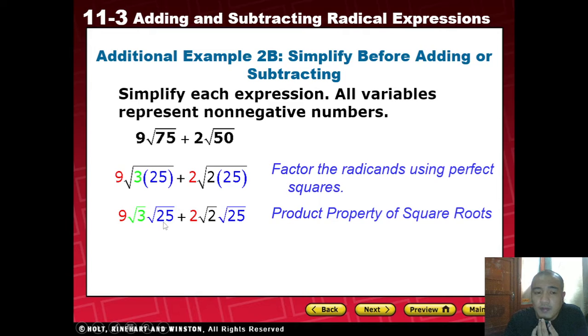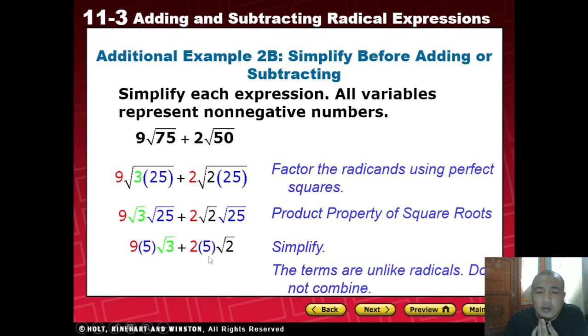The square root of 25 is equal to 5, so multiply it to 9. 9 times 5 is 45. Here, 5 times 2 is 10. So the answer is 45 square root of 3 plus 10 square root of 2.